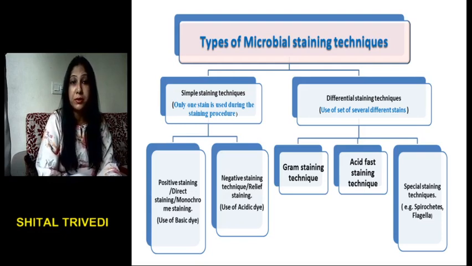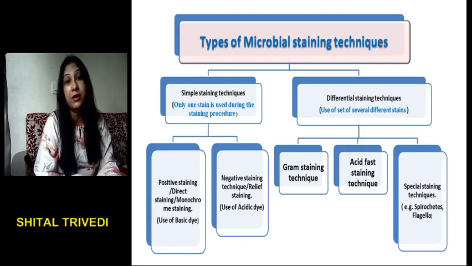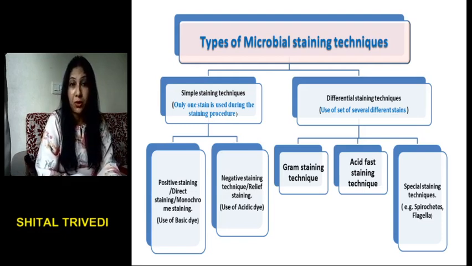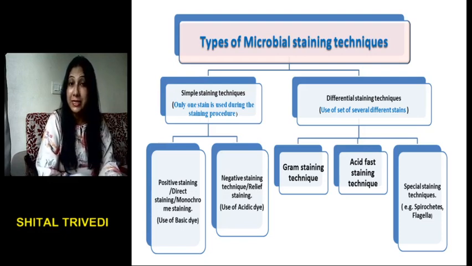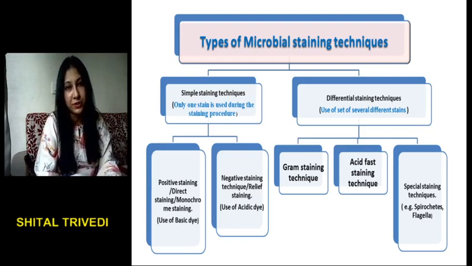Now if we talk about the simple staining technique, depending on the type of stain that we use, it can be called a simple positive staining technique or negative staining technique. The simple positive staining technique is also called direct staining technique or monochrome staining, as one coloring agent is involved. The negative staining is also called relief staining technique.